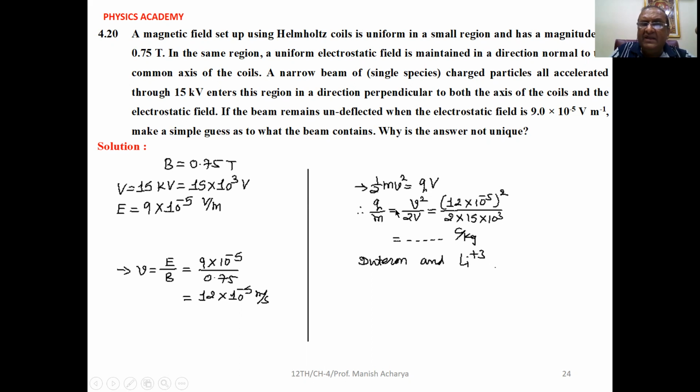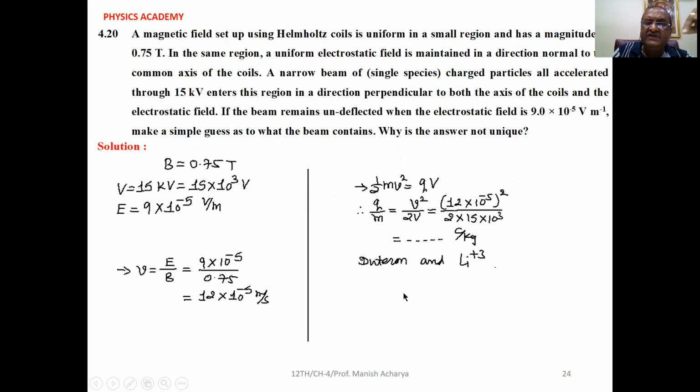So here q by m, that is v square by 2V. v that we calculated, 12 into 10 raised to minus 5, whole square, upon 2 V, that is 15 into 10 raised to 3. Solve it, you will get the answer this much coulomb per kilogram.